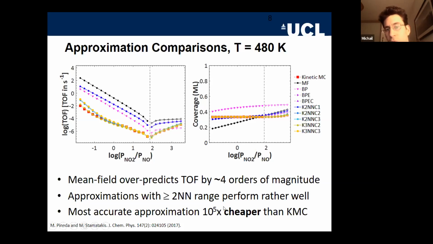And if we look into the computational cost of these things, we see that the most accurate approximation is 10 to the 5 times cheaper than kinetic Monte Carlo. So this shows that we can do kinetic simulation at a much lower cost than kinetic Monte Carlo with a minimal loss of accuracy, as we see over here. Of course, these are early stages for these approximations, so they're valid for simple systems, one site type, one adsorbing species. So we're looking into expanding these simulations to more complicated systems in the near future.